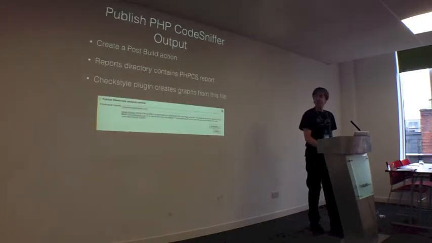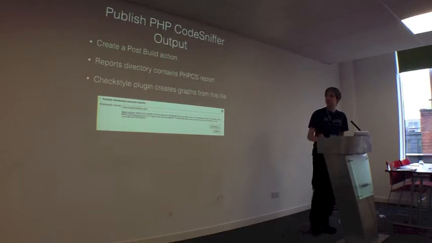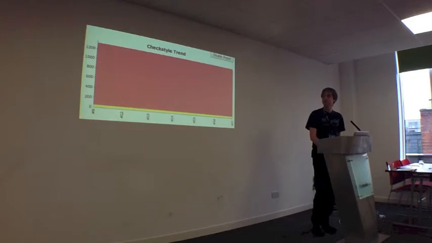And then all you need to do is put in a post-build step in the same way that you would do in notifications. And we tell Jenkins to pick up the checkstyle report and produce a graph with it. And then we get something that looks like this. This is actually from my own website. It looks like a lot of errors, isn't it?